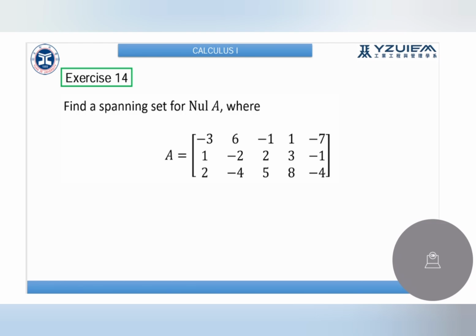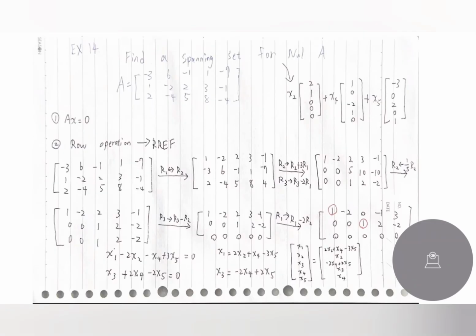Exercise 14. Find a spanning set for Nul A. So the first step is to let Ax equal 0. The second step is to use row operations to let A become reduced row echelon form. After the row operations, we can see that column 1 and column 3 have pivots. So x1 and x3 are basic variables. x2, x4, x5 are free variables.